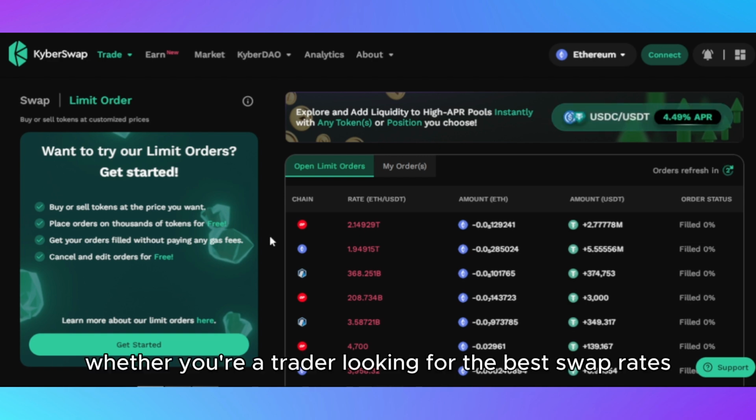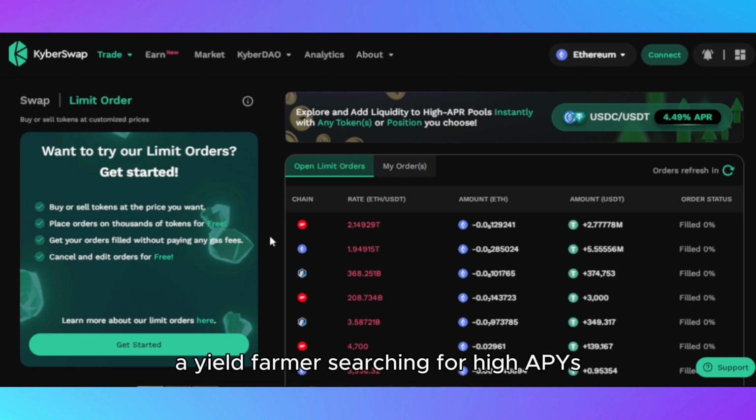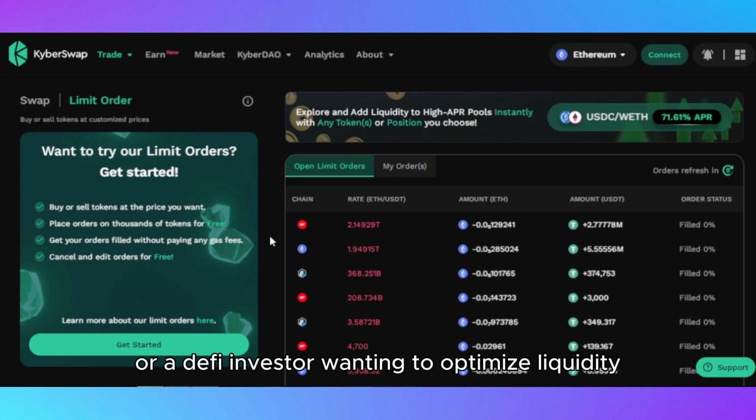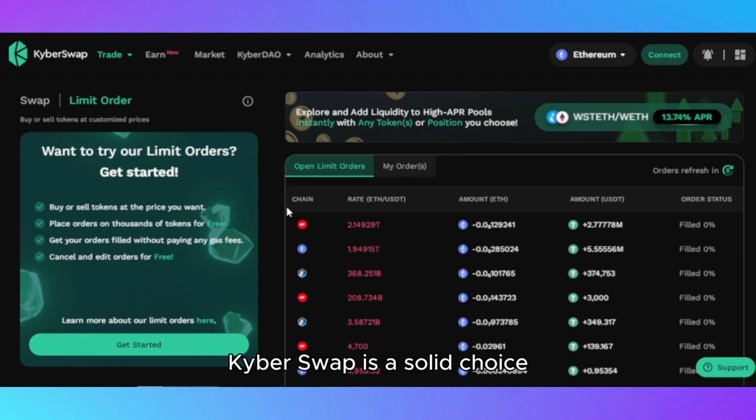Whether you're a trader looking for the best swap rates, a yield farmer searching for high APYs, or a DeFi investor wanting to optimize liquidity, KyberSwap is a solid choice.